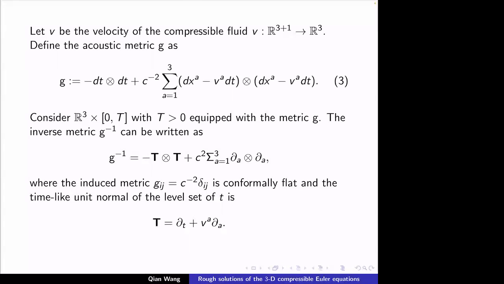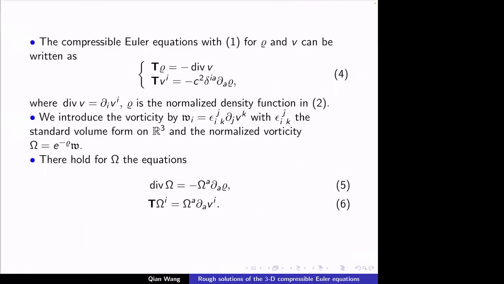Sometimes you call it the material derivative; for me, it's just T, the time-like future-directed unit normal. With T, I can write down the compressible Euler equations. It's a set of transport equations: one for T rho, and one for T v. Here div v is the standard divergence in Euclidean space. We also denote by w the vorticity, which uses the standard volume form to contract with the gradient of v. Sometimes we normalize it for convenience, using omega instead of w itself, by multiplying by a factor e to the negative rho.